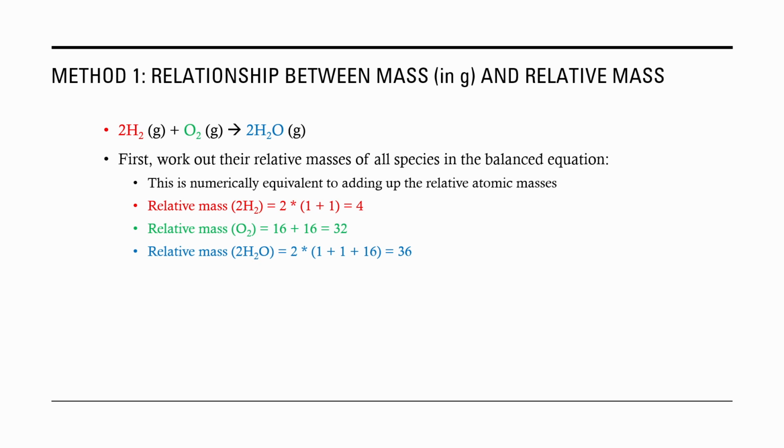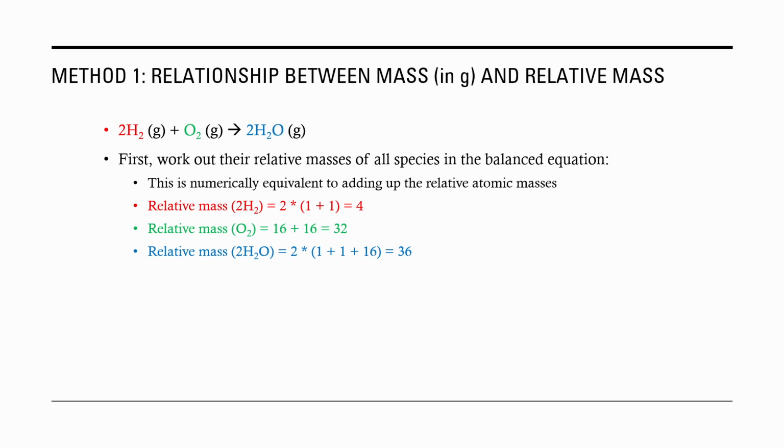So let's just go ahead and add up all of the relative atomic masses of every single element in this equation. So for 2H2, that's 2 times 1 plus 1, that's 4. For oxygen, that's just O2, so that's 16 plus 16, so that's 32. For 2H2O, that's 2 times 1 plus 1 plus 16, that's 36.